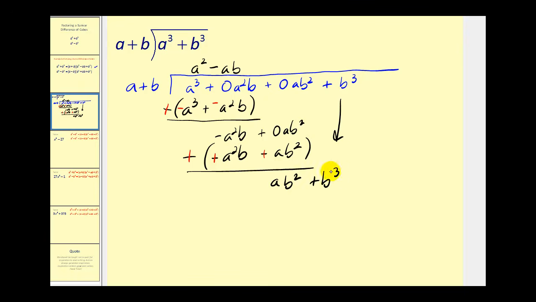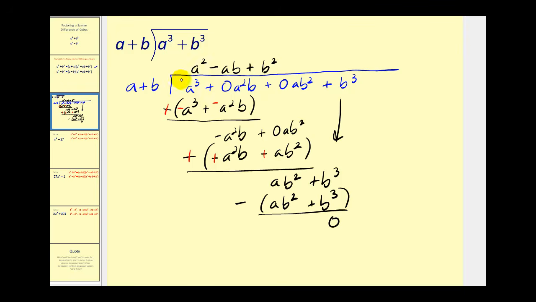Go through this one more time. What times a will give us ab squared? That would be b squared. So now we'll multiply. B squared times a, that's ab squared, and b squared times b would give us b to the third. Now, since these are the same, if we subtract, we have a remainder of 0, which is what we expect.